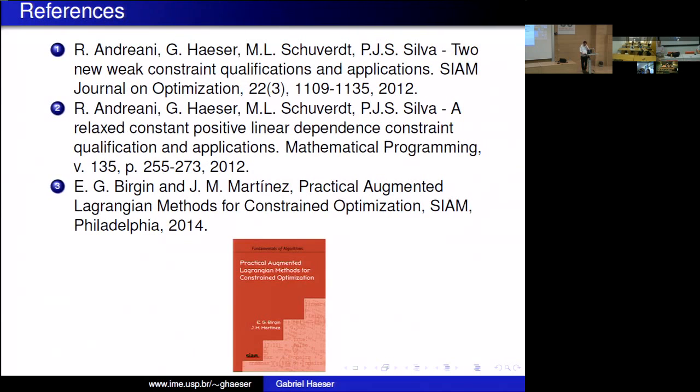So this is the end of this part. I have here some references. These are the two papers that I cited. This one is the constant rank of the subspace condition, and the CPG.